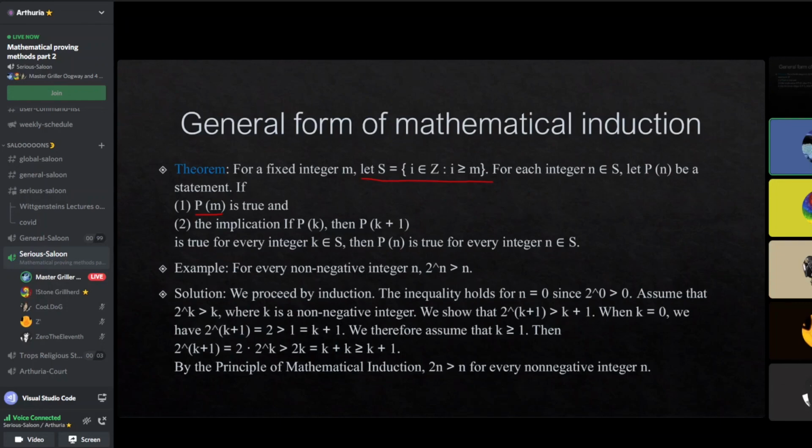Now we are going into the inductive hypothesis. This is the inductive hypothesis. And since this is an inequality, the inductive hypothesis must be an inequality. Now we are going into the inductive step. We want to show that 2k plus 1 is greater than k plus 1.